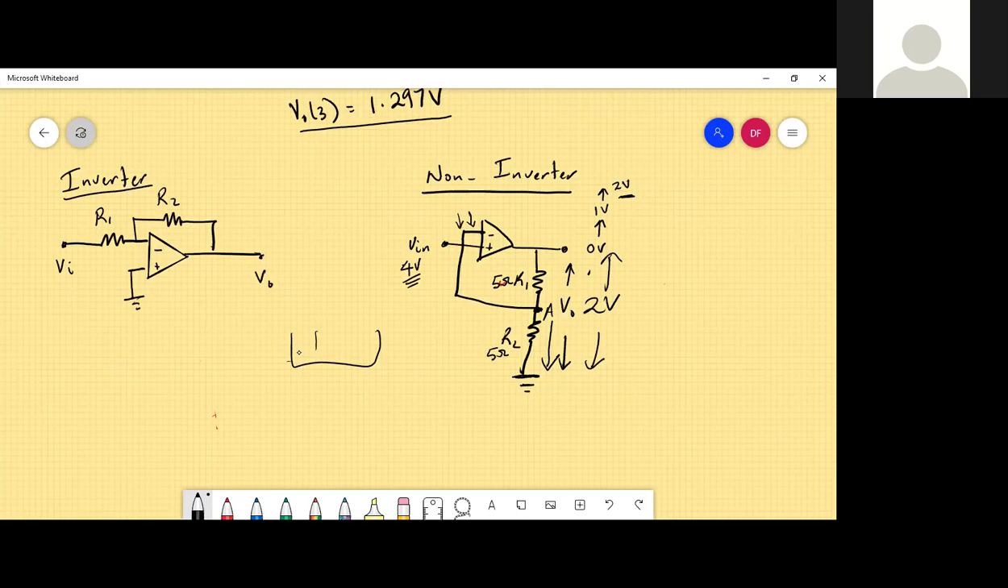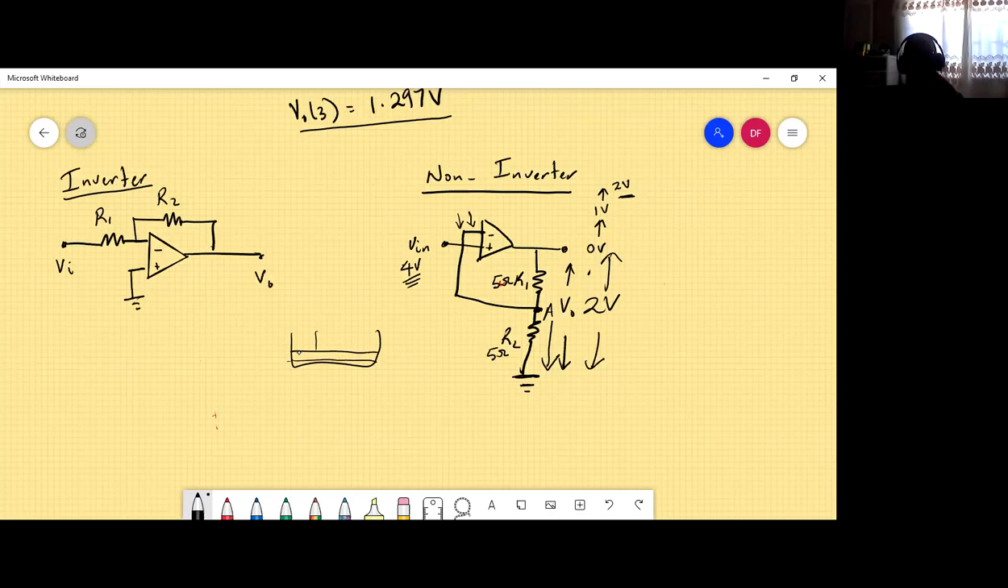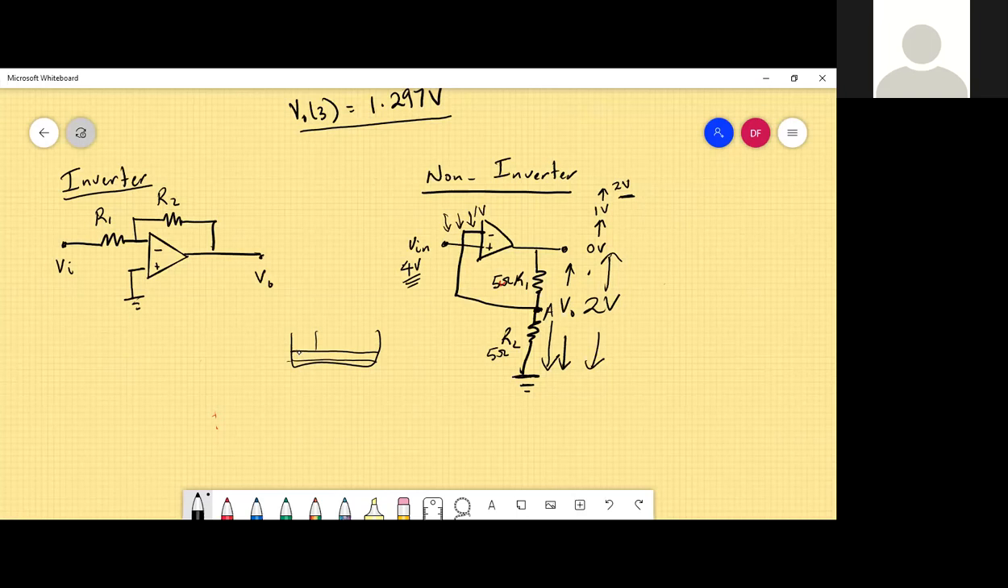No, wait. We'll start over from the beginning. We'll flush the toilet and start over. So we started from 0, and we say we reach up to 2. So the output is now 2 volts. What would the voltage here at the inverting terminal be? 1 volt, sir. Yes, all right. So it's at 1 volt.